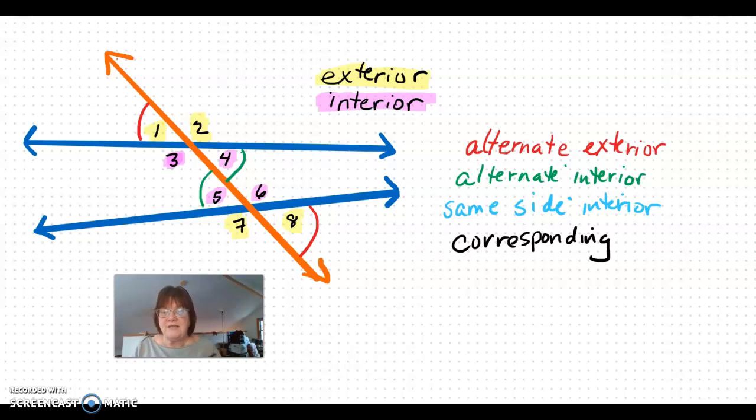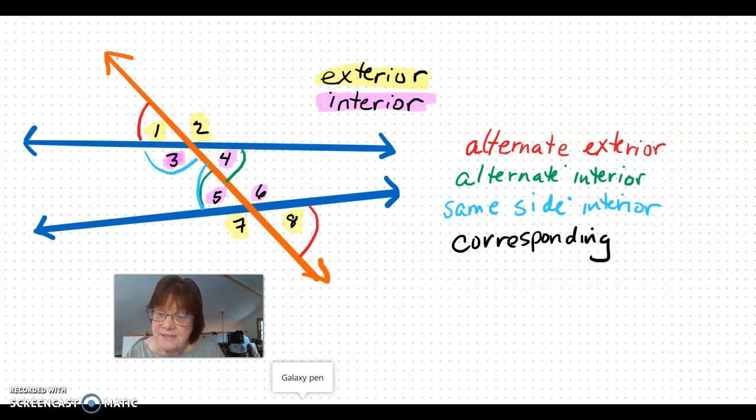Okay, the next thing we want to do is look at same side interior. And you could probably figure that one out too, right? Same side of the transversal, inside of the blue lines. So angles 3 and 5 would be same side interior, and so would angles 4 and 6.